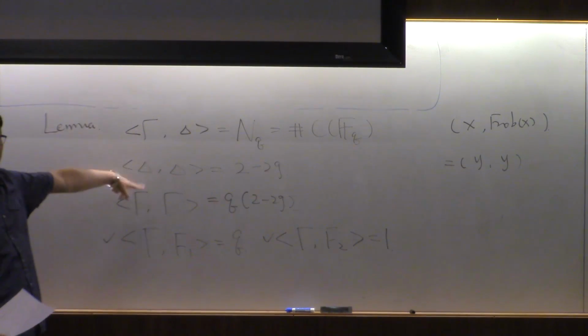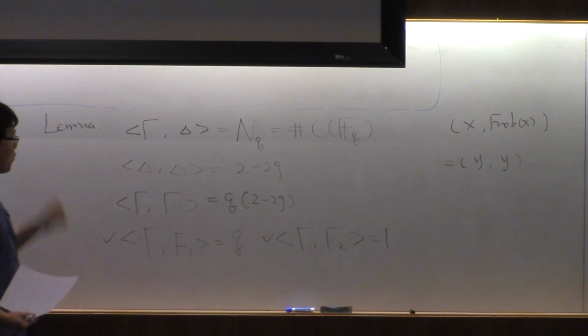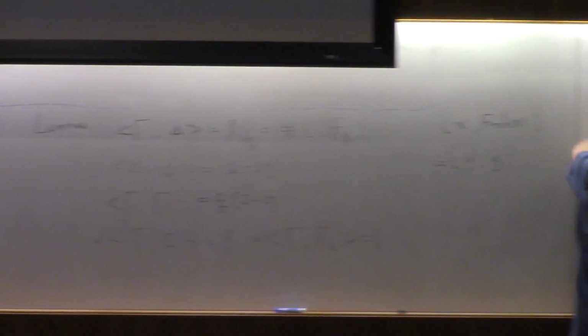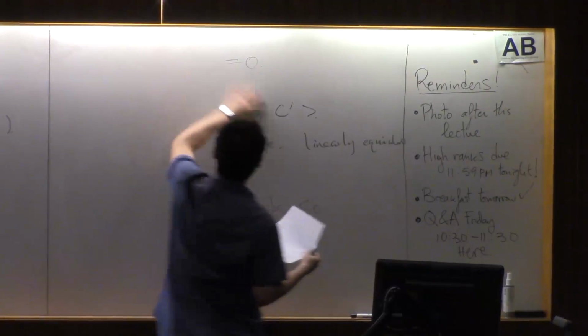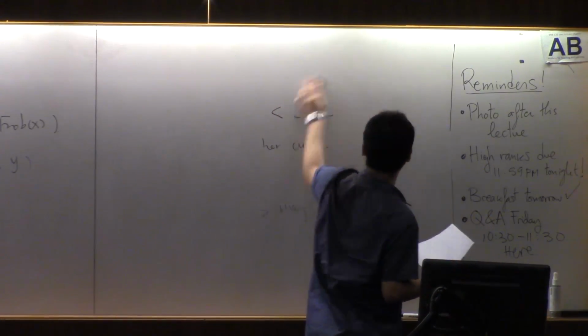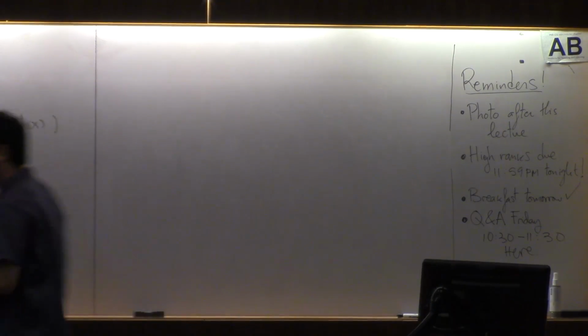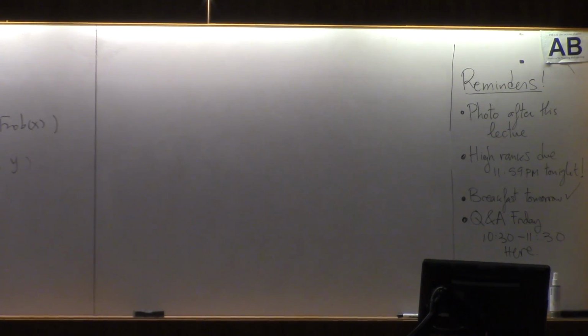But these two are not trivial if we use the so-called adjunction formula. I do not have time to explain here, but you can take a look at the notes to see the proof. So we are pretty close to the proof of the Riemann hypothesis.